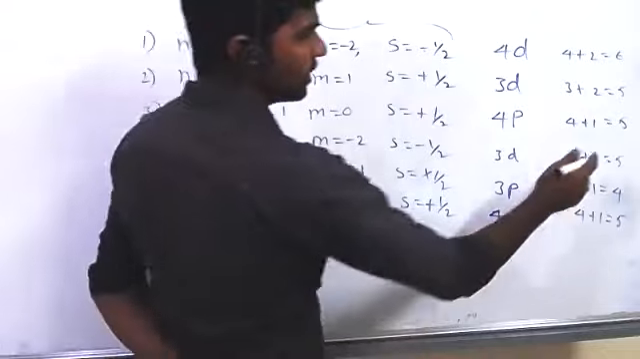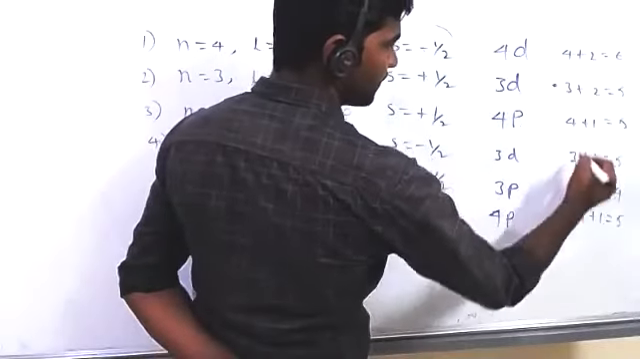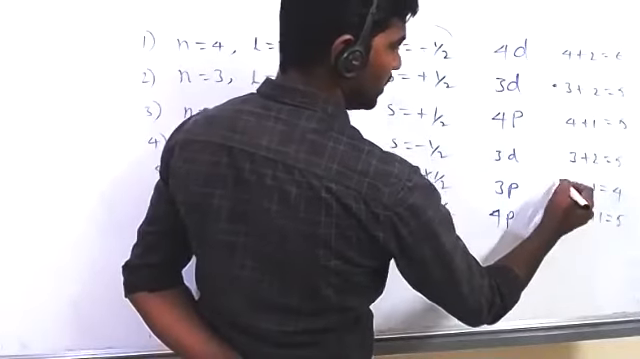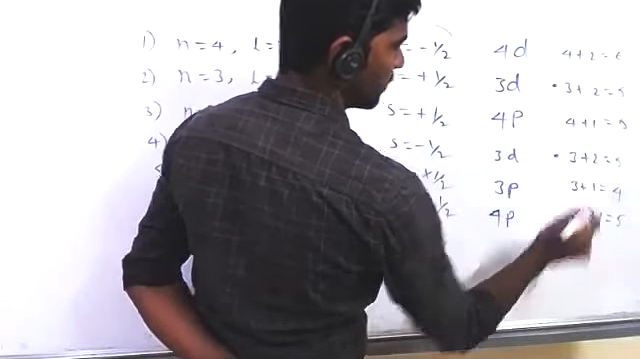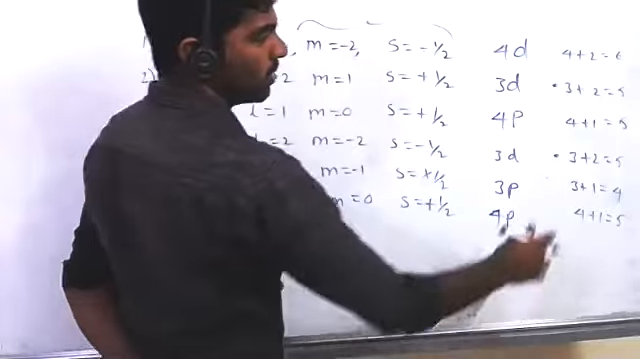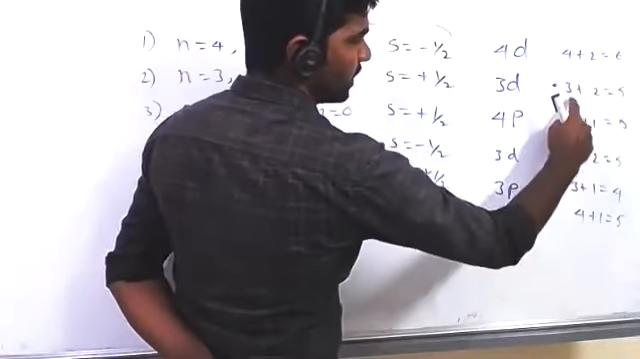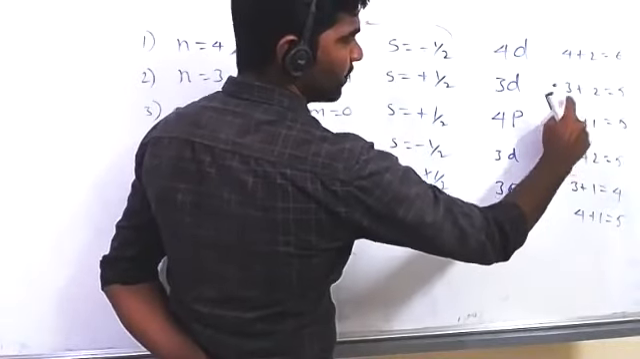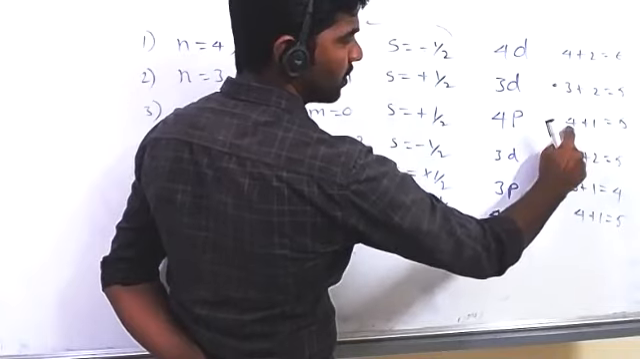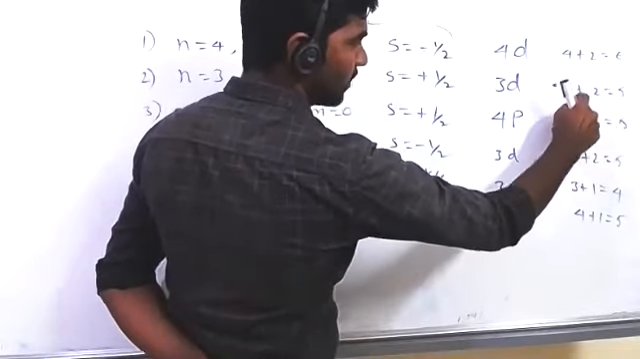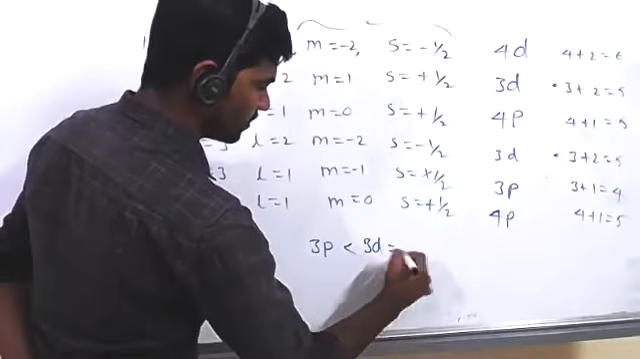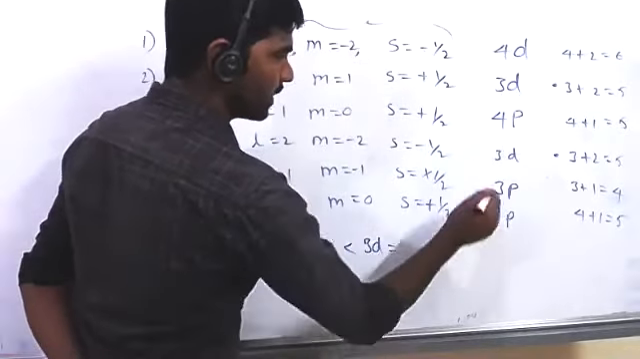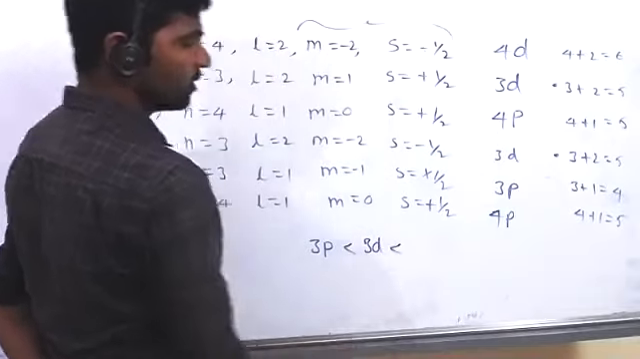Now see this. Both are the same: 3 plus 2, 3 plus 2. Overall value 5, 5. In that case, we observe the N value. Here N is 3, here N is 4. So this is higher energetic, this is the lower energetic. So 3D is low energetic. This is also 3D. No need to write again. 3D. Next.